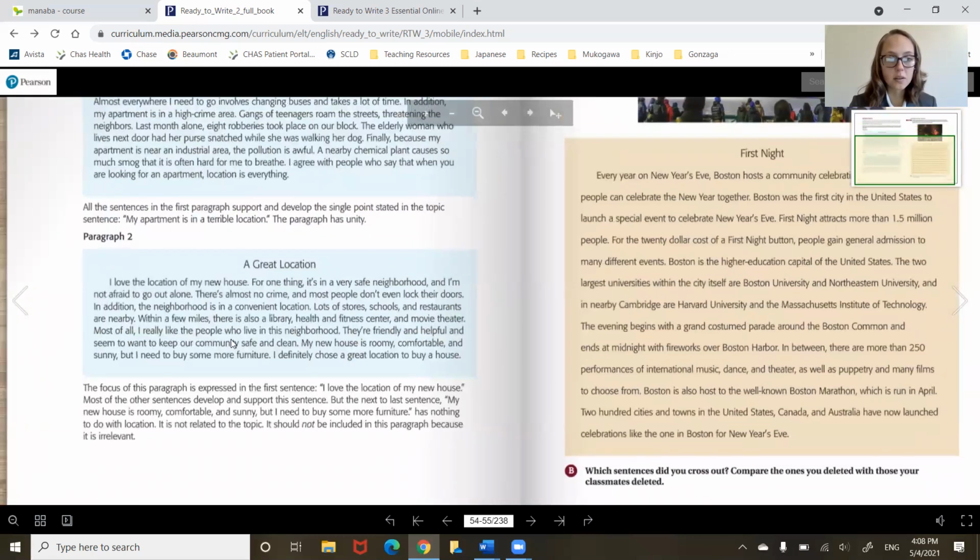This paragraph here is talking about good location, and most of it is about that, but the last one that describes the house as roomy, comfortable, and sunny doesn't have to do with the location. Apartment, yes. But remember, our topic sentence has two things. It's about the apartment, but the focus is the location. So if you talk about why you like the apartment, sure, that's talking about the apartment, but it's not talking about the location. You have to talk about both to have unity.